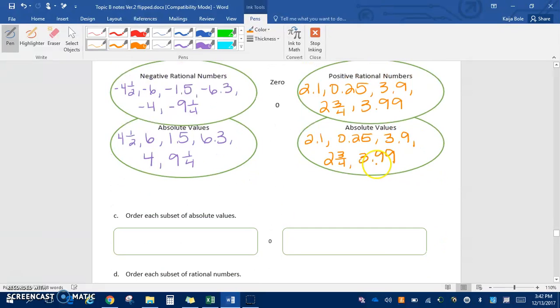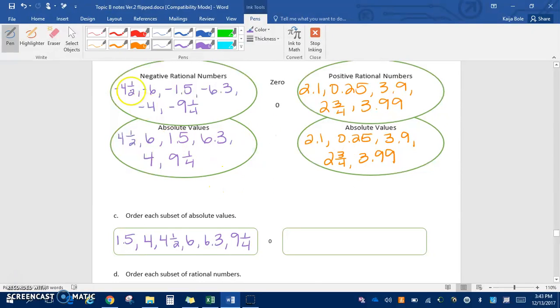Now part C here says to order each subset of absolute values. So I'm going to take the absolute values from the negative circle first, and I'm going to put them in order from least to greatest. So if we're looking here, my smallest number would be 1.5. And then if I look again, it'd be 4. And then I have 4.5. And then I have 6, 6.3, and then finally 9 and 1/4.